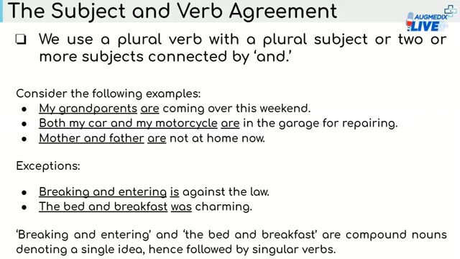Having more than one subject is, of course, a plural subject. Therefore, the verb following must be plural as well. On the other hand, if you have a plural subject directly, then definitely that plural subject must be followed by a plural verb. Consider the examples given.